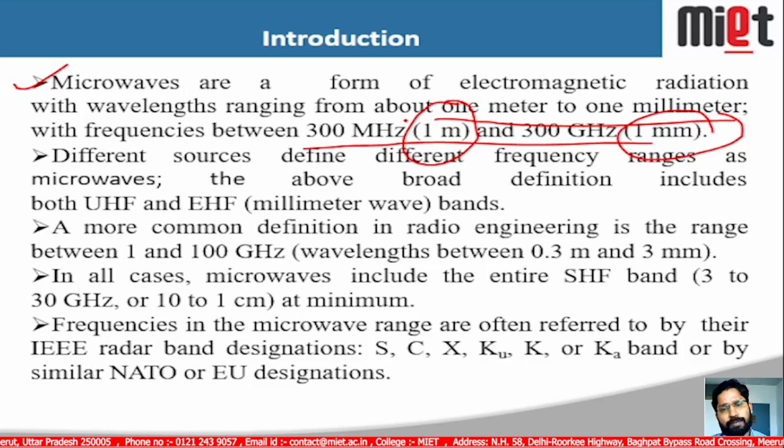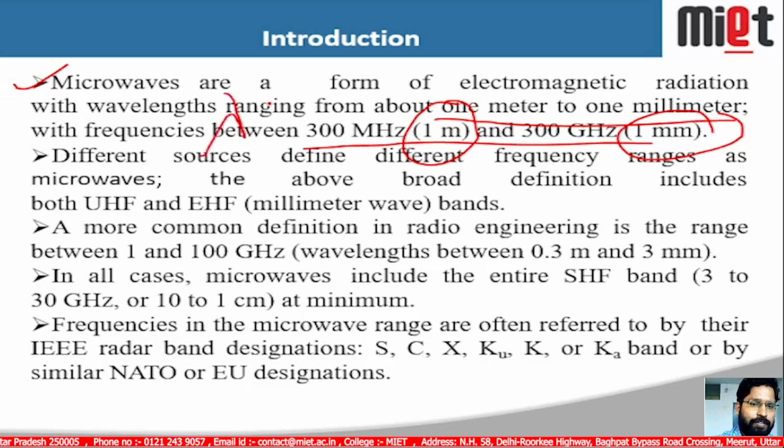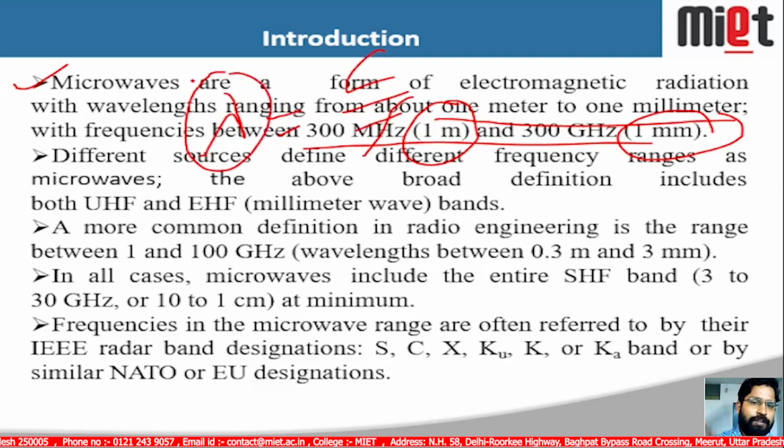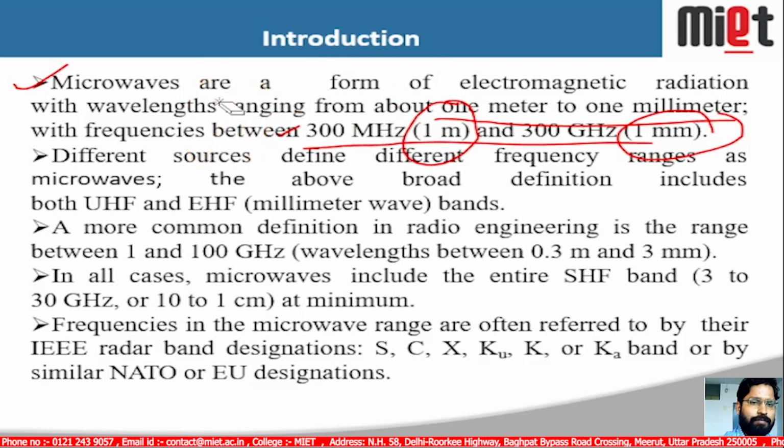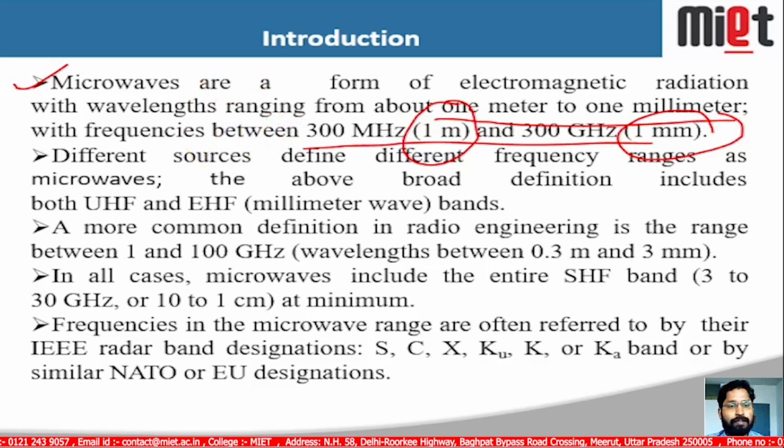Here c is the speed of light, and lambda equals c by f. Lambda is the wavelength, c is the speed of light, and f is the operating frequency. This is the basic wavelength relation, as we described here. And the frequency is from 300 megahertz to 300 gigahertz.